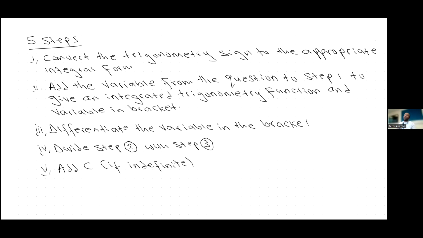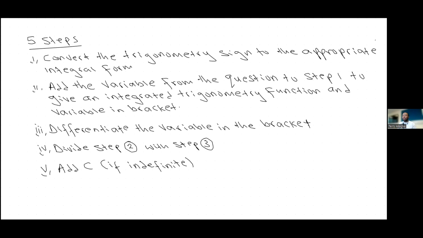Okay? So you convert the trigonometry sign to the appropriate integral form. After that, you add the variable from the question to step 1, and you give an integrated trigonometry function in the variable of the bracket, okay? Then you differentiate the variable in the bracket. Then you divide step 2 with step 3. Then you add C. Okay, let me pick an example here so we can explain this.